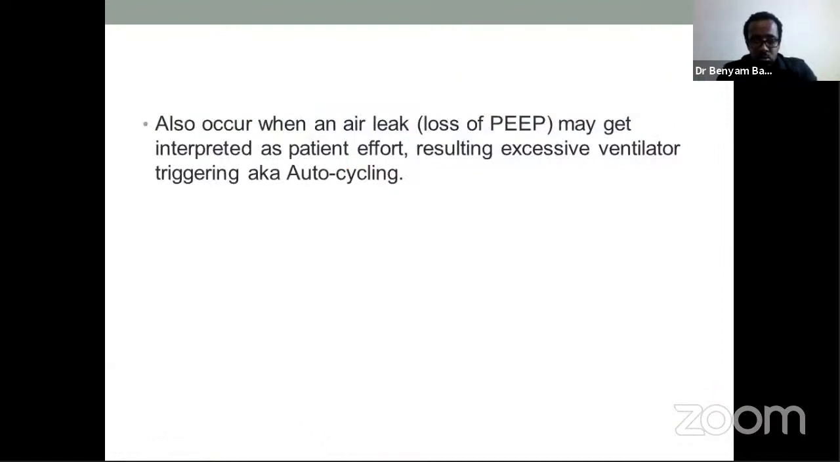This also could happen if there is an air leak. If there is an air leak and we set the flow to be the trigger, there will be loss of PEEP, loss of volume, then loss of flow. Whenever there is a loss of flow, the ventilator will interpret it as triggering, so it will cycle back to inspiration. This will also cause a desynchrony. So we always need to check if there is any desynchrony. Whenever we have desynchrony, don't forget to check if there is any leak or not.